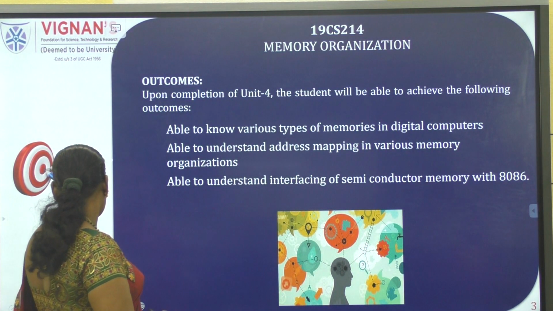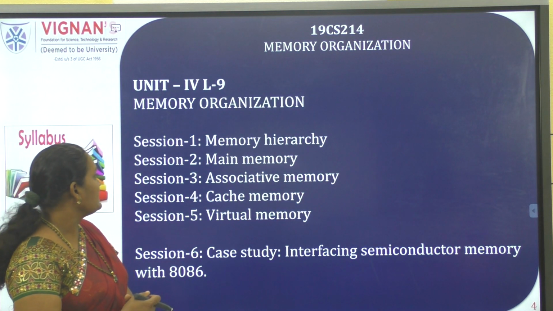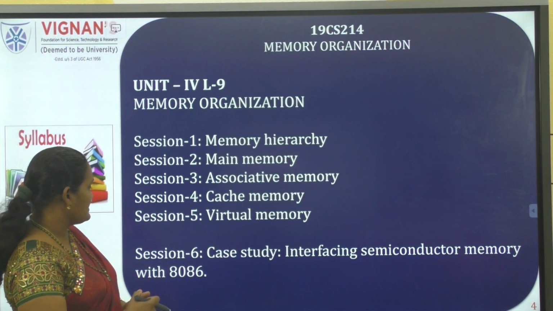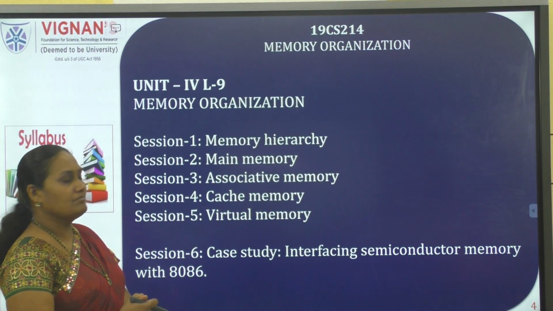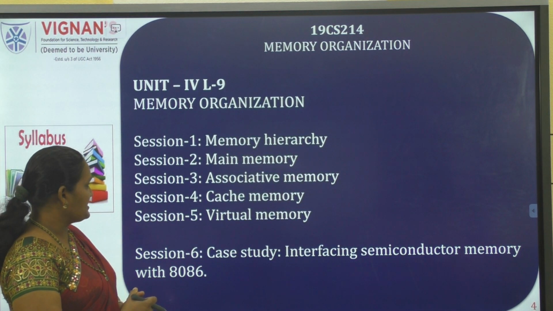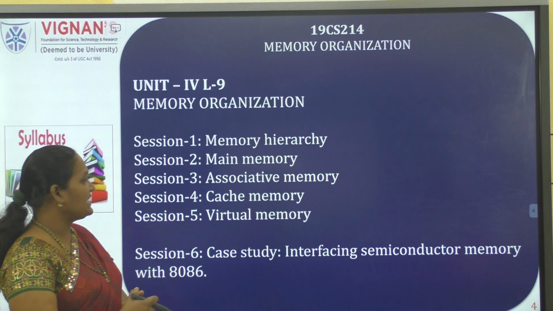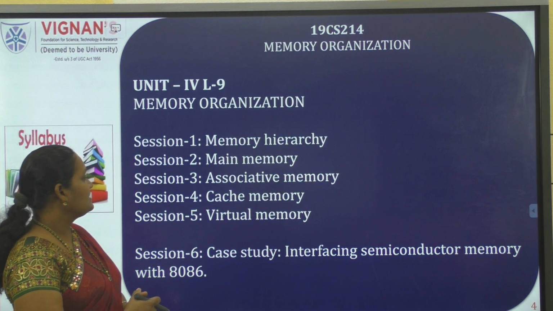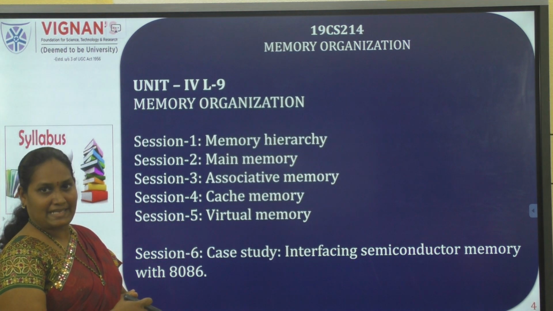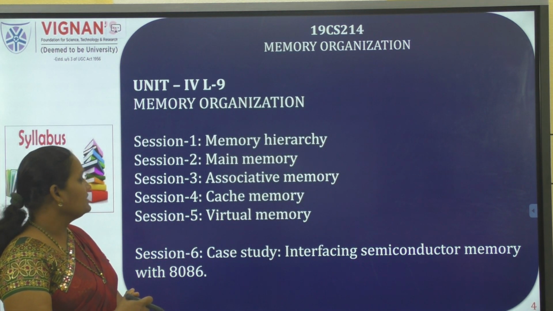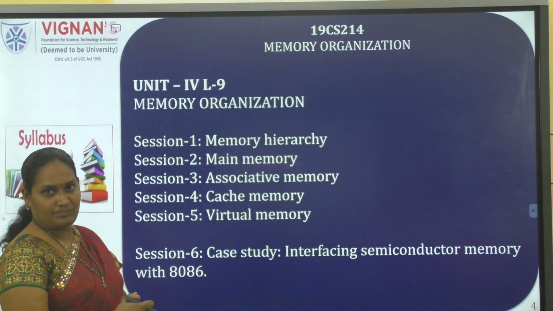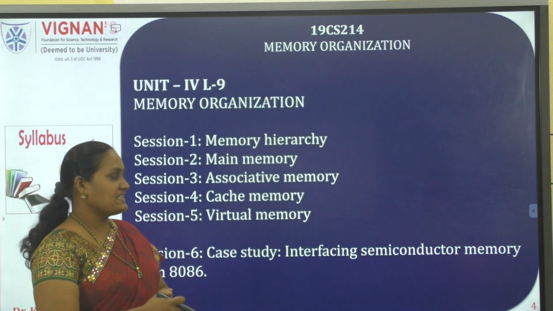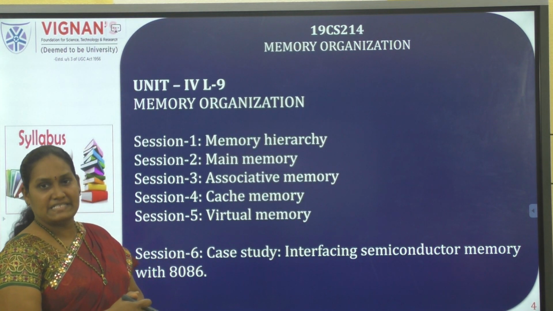Coming to the syllabus, this unit can be covered in 6 sessions. In the first session, we are going to explain memory hierarchy. In the second session, main memory. In the third session, associative memory. In the fourth session, cache memory. In the fifth session, virtual memory. As a case study, in the sixth session, we are going to discuss interfacing semiconductor memory with 8086.